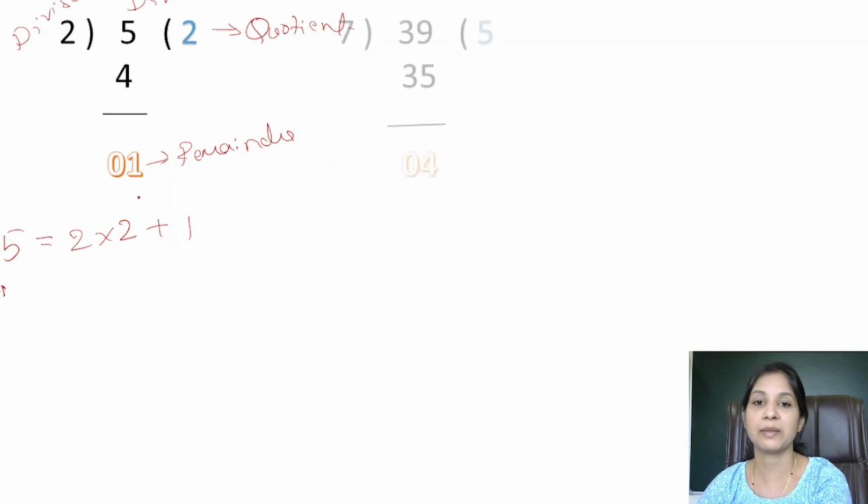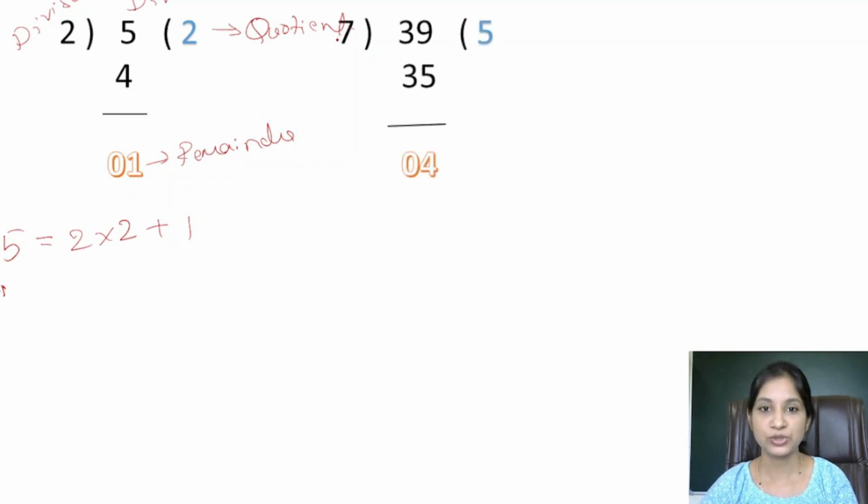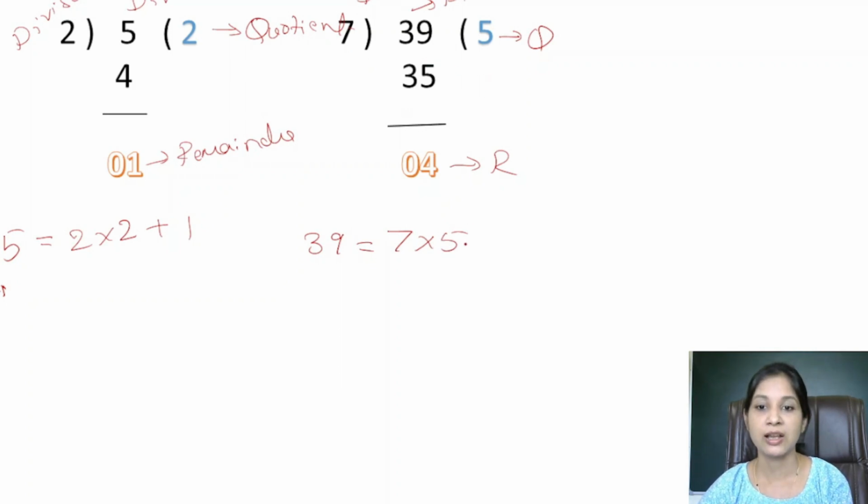We will take one more example here. 39 by 7. So 7 fives are 35. 39 minus 35 is 4. Here it is the divisor, here it is the dividend, this is the quotient, and it is the remainder here. Now how can I obtain 39? 7 multiplied by 5, that means divisor multiplied by quotient plus remainder. 7 fives are 35 plus 4 is 39. In both cases we multiplied quotient and divisor and we added the remainder.